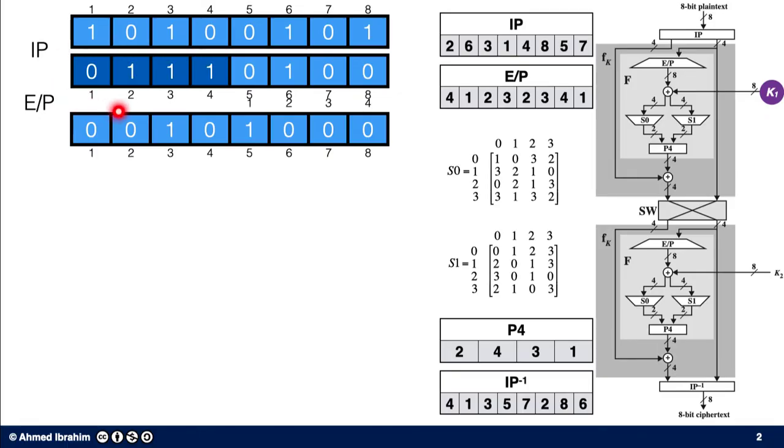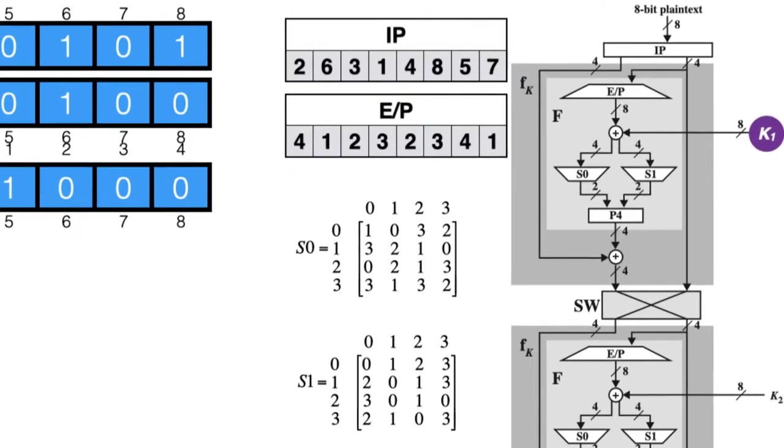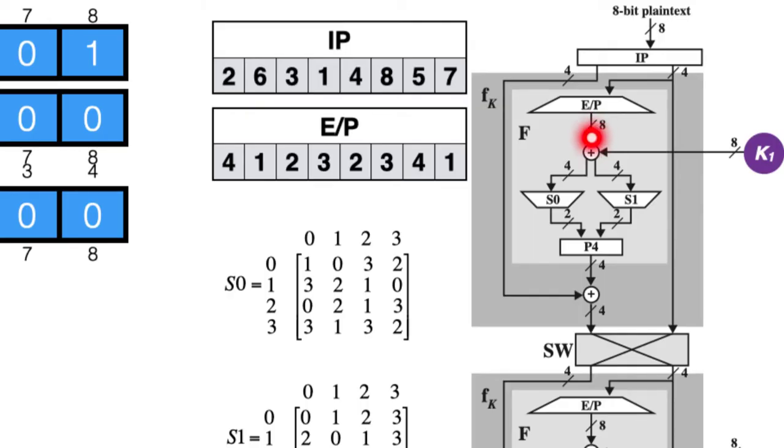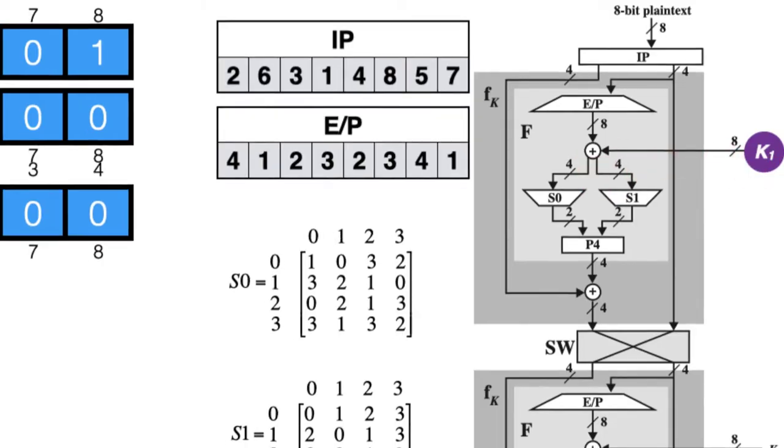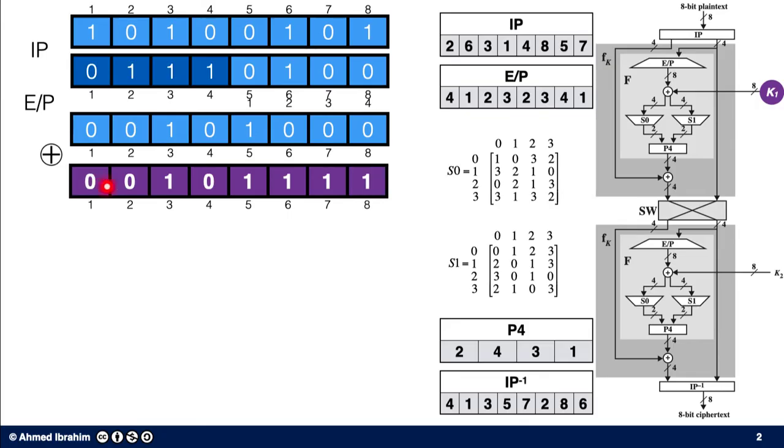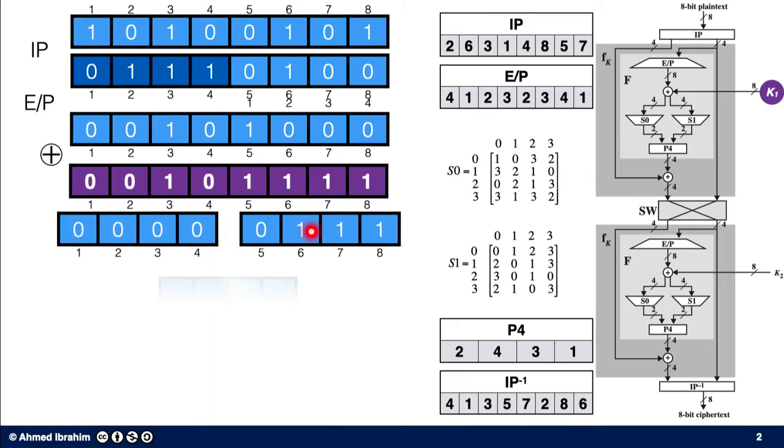Notice that we will leave this part a little bit, and we will not touch it until we reach the step where the left 4 bits will be needed. But for now, we will leave these dark blue bits alone, and we will continue with XORing the output of the expansion with K1 that we already obtained from the previous video. So here is K1, and then we will XOR all the bits in the output of the expansion with K1, and this will be the output.